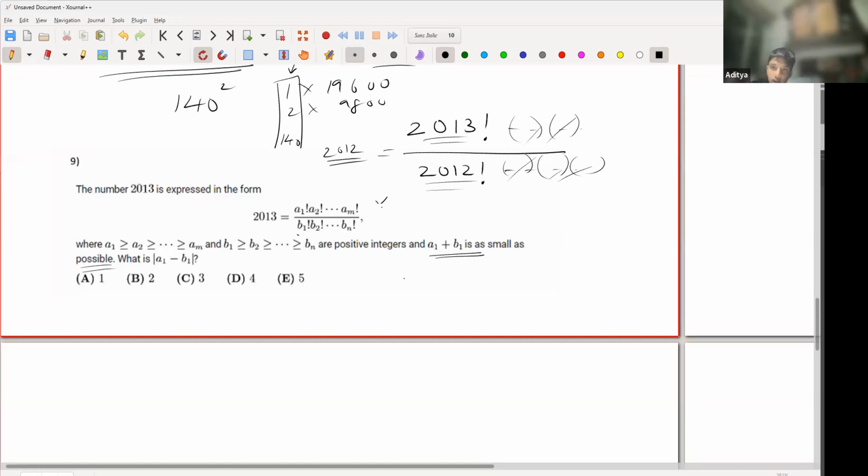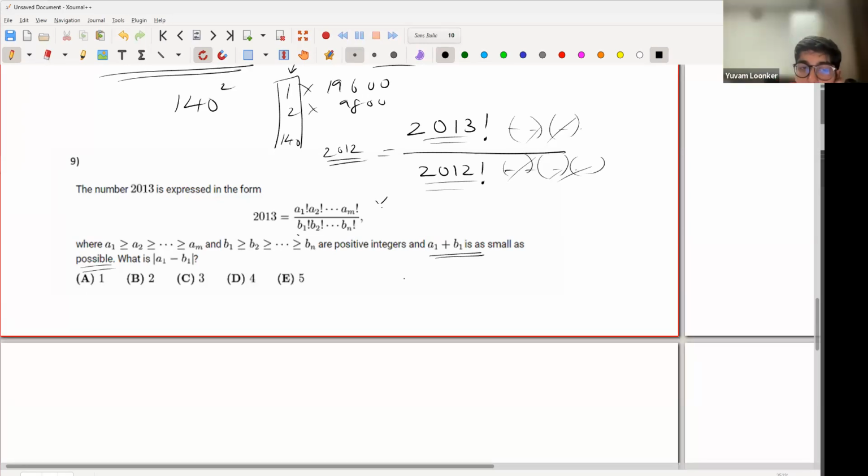Aditya, how about you? I didn't see the part about as small as possible. So I took a1 as 2013 and b1 as 2012, and I got 1 as the answer. I see. Okay, that's fine. It's a try. Arya, you didn't try, I guess, right? Arav, what about you? Sir, I couldn't do the homework. Actually, I moved to Hong Kong this week. Okay, that's fine. Anyone else, guys? Anyone else did something?